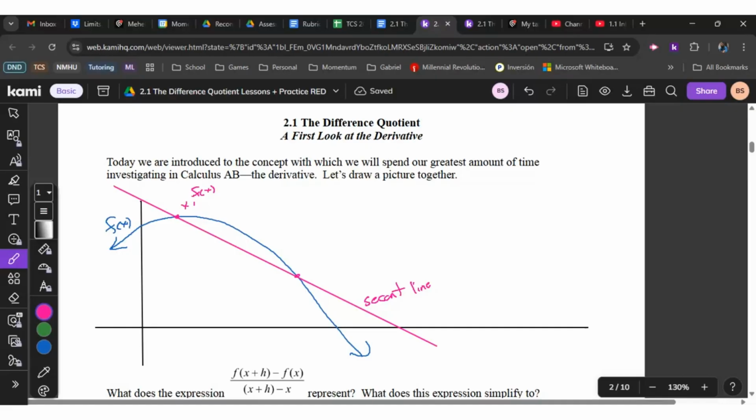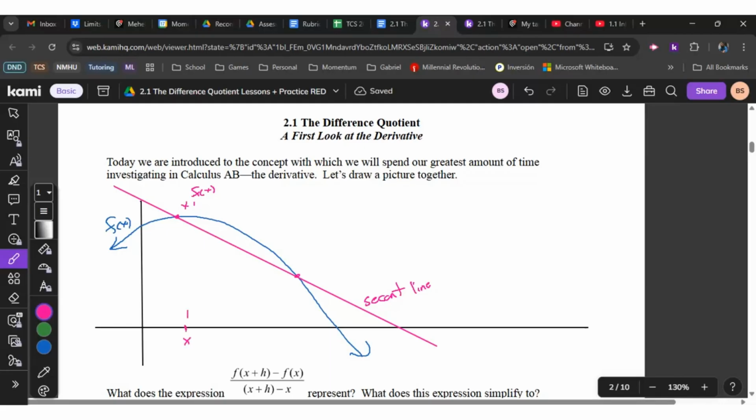Guys, we're drawing a picture to help illustrate one of the concepts we're going to spend the greatest amount of time on. Okay, so this would be x, f of x, which means that this point here is just x.